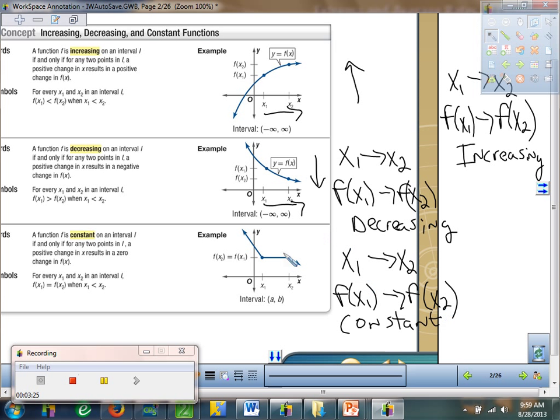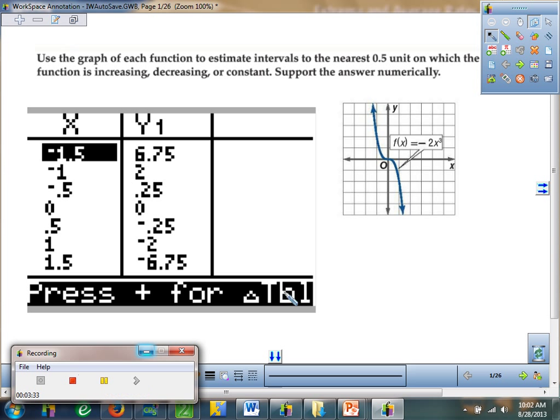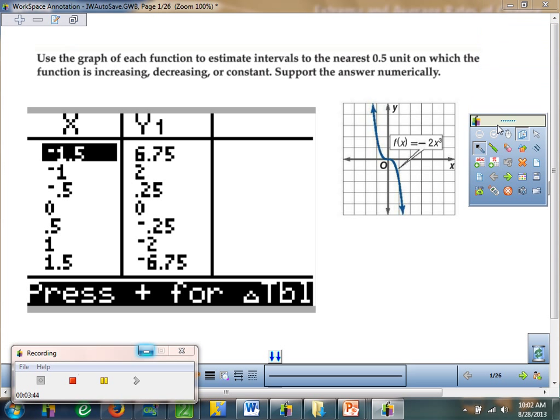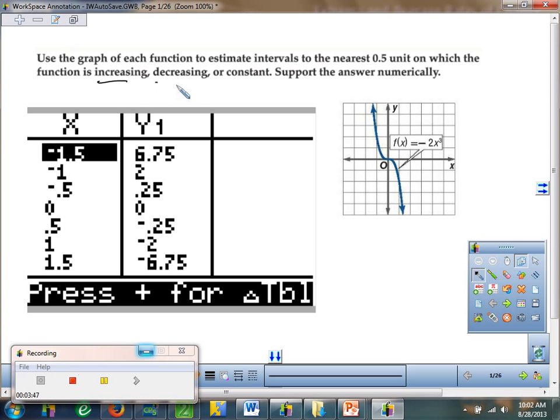When you're given actual functions, we could do table values. But let's look at an example with a graph and table values. Here we have f of x equals negative 2x cubed, and we want to decide what it's doing. Is it increasing, decreasing, or constant? As we come down, we keep coming down. So this particular function is always decreasing.